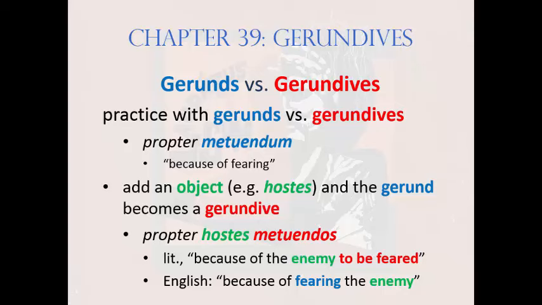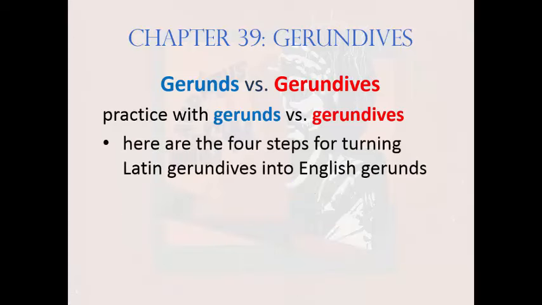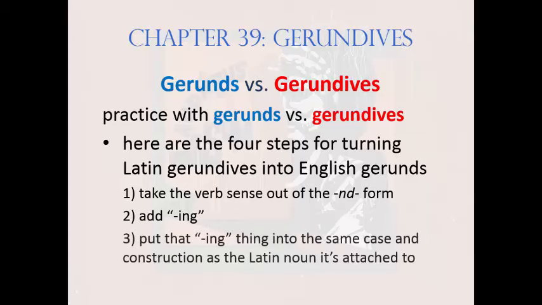What you've done grammatically is convert the ND form, the equivalent of -ing in English, from a gerundive attached to a noun into a gerund plus an object. But you don't have to understand all that grammar to manage this construction. All you have to know is how to do these four steps. 1. Take the English verb sense out of the ND form. 2. Add -ing. 3. Put that -ing thing into the same case and construction as the Latin noun to which the gerundive's attached. And 4. Make the noun the -ing thing's object. That's it. You're done. Think you can do it?